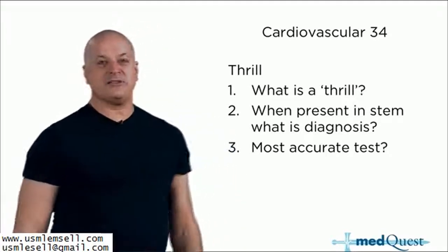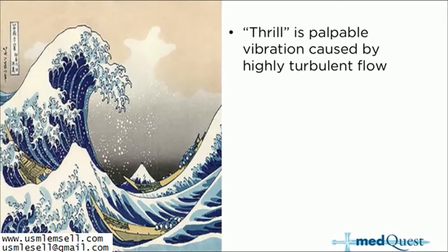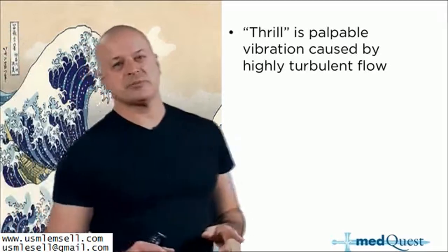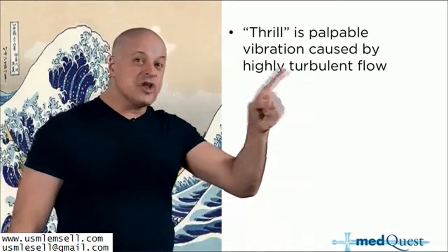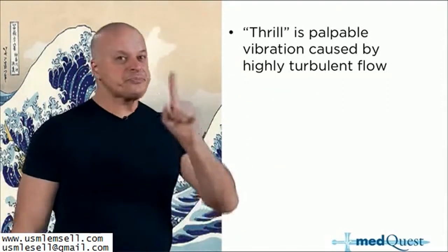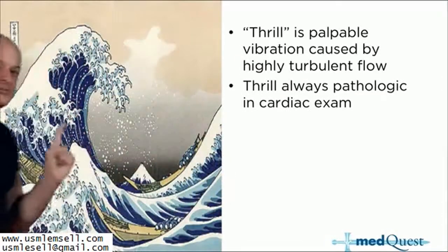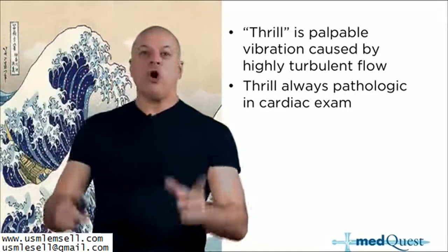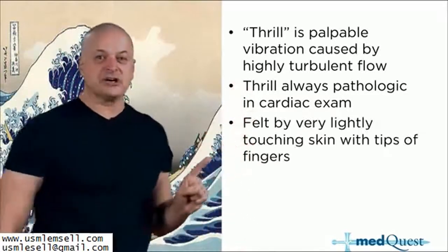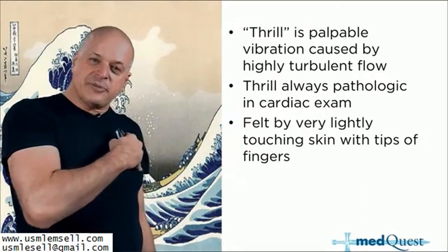We want it to be repetitive so that you get it stuck in your brain. There's a fluid wave, and it's such a wave, it's causing a thrill. Here, the thrill is a palpable murmur. It's a vibration from that turbulent flow. Reynolds number, remember high Reynolds number? Because this is both increased volume and increased velocity. And remember, a thrill is always pathological, because a thrill always means a severe murmur. It's felt by very lightly touching. You feel it? Lightly touching, you feel the vibration.